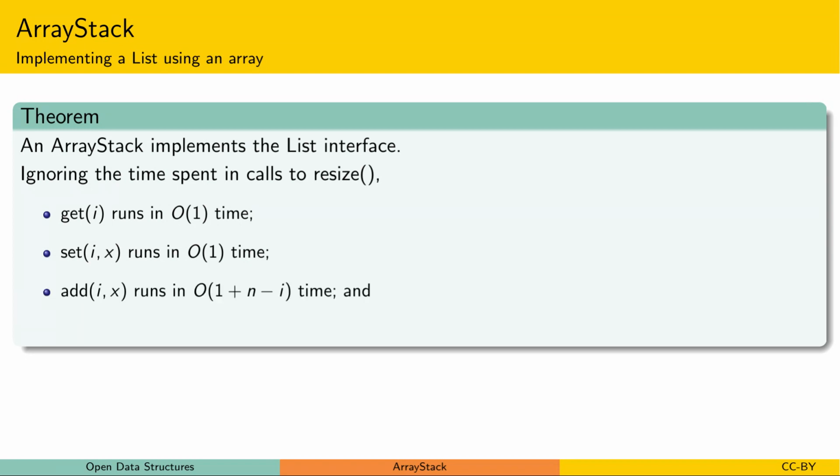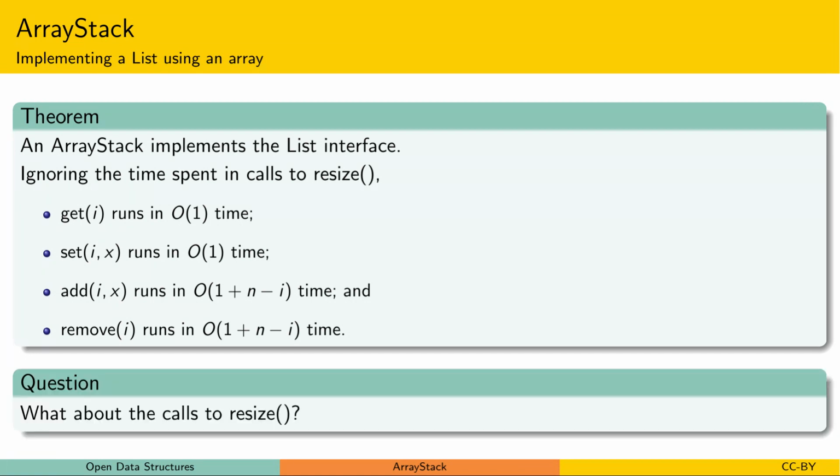The add(i, x) operation requires shifting n-i elements of A, which takes an additional O(n-i) time. Similarly, the remove(i) operation requires shifting n-i-1 elements of A, which also takes an additional O(n-i) time. So far, so good. But we can't just ignore the things we don't understand. We still have to account for calls to resize. That's what we'll do in the next module.